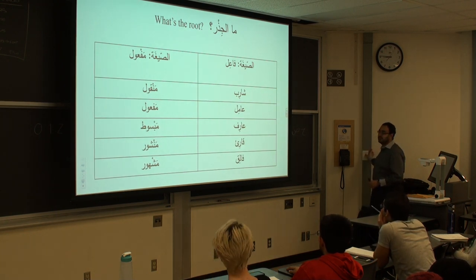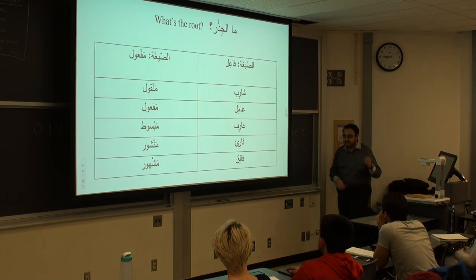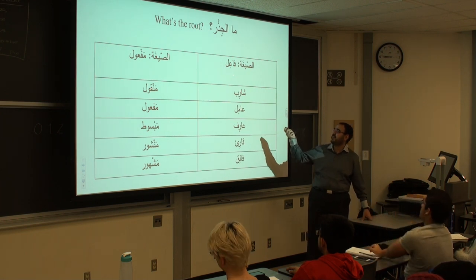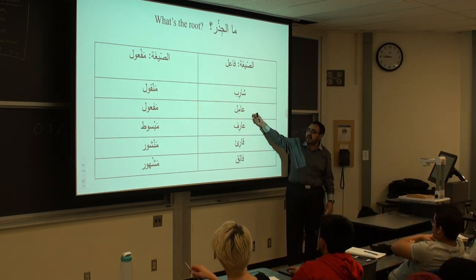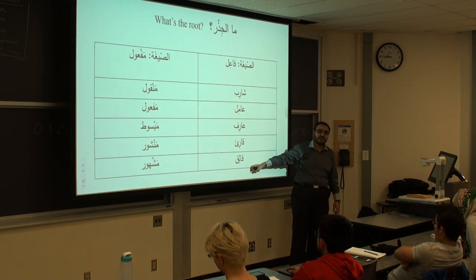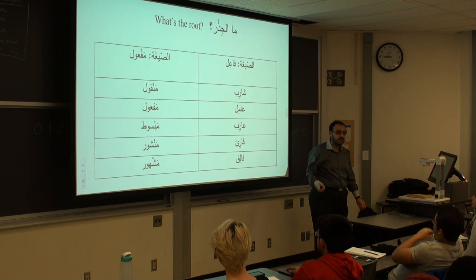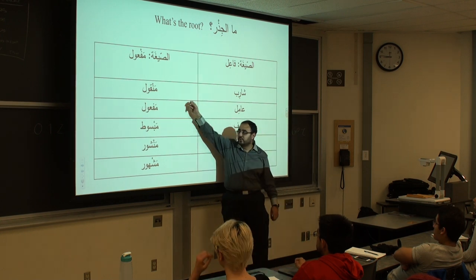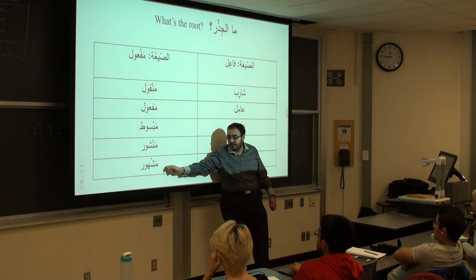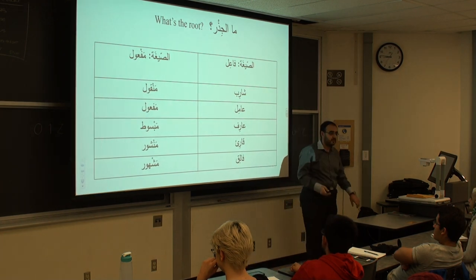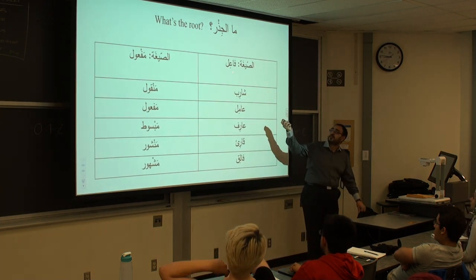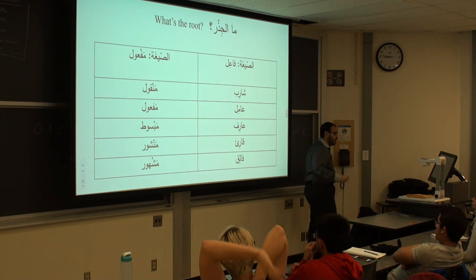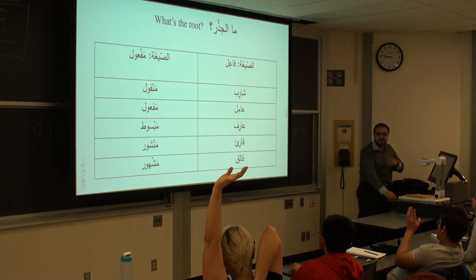I'll need 10 volunteers, please. First of all, let me tell you what you will do. Here we have all of these words, sharib, amil, arif, qarit, falib, all of these are following the pattern fa'il, exactly. And all of these words, manqul, maf'ul, mabsuq, manshur, mashhur, are following the pattern maf'ul. So here you have the pattern, and we need the root. I need 10 volunteers to write the roots. Please come.